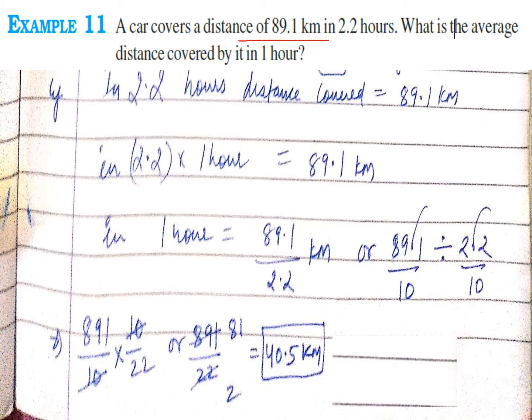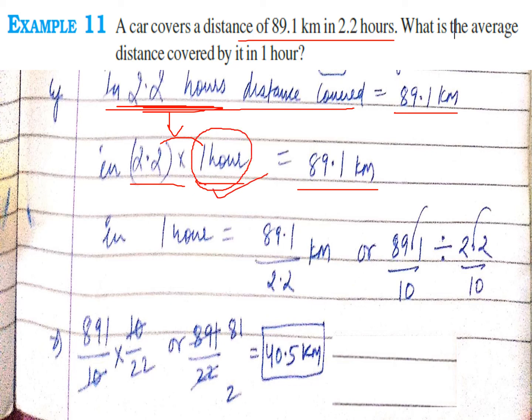Given to us, in 2.2 hours the distance covered is 89.1 kilometer. We can say this 2.2 hours can be written as 2.2 into 1 hour, the same thing because its product is this only, equal to 89.1. Now we want to find the value of 1 hour, so we have to make it alone. To make it alone, what will we do? We will take this extra thing to that side. As it is multiplying over here, it will go in division on this side.